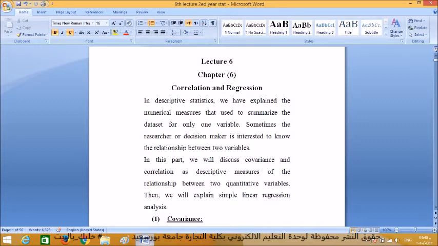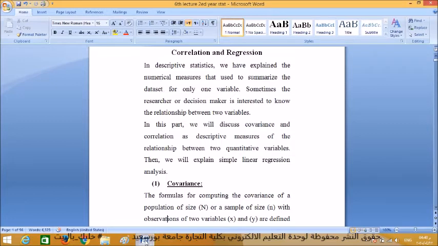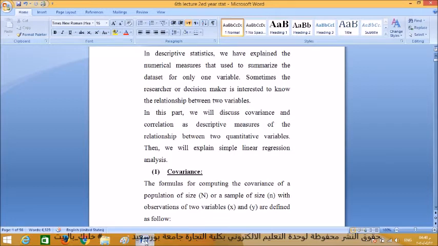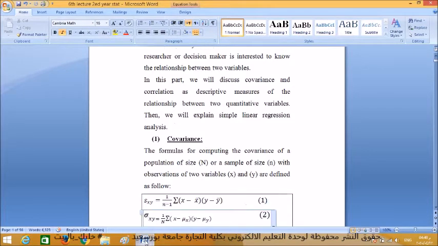So the covariance, the first measure. The formula for computing the covariance of a population of size n, or a sample of size n, with observations of two variables x and y, is defined as the formula, and the covariance itself is computed and denoted by SXY for sample and sigma XY for population.